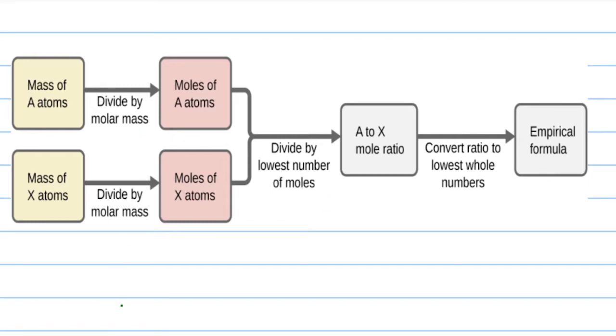First of all, the mass of A atom and mass of X atom are given. There are two masses of atoms given. We will calculate the number of moles by dividing the masses by the respective molar masses. So moles of A atoms will be obtained and moles of X atoms will be obtained. Then divide all by the lowest number of moles. First of all, we will identify the lower figure, then divide by the lowest number of moles and get the answer. Convert the ratio to the lowest whole number, and then you will get the empirical formula.